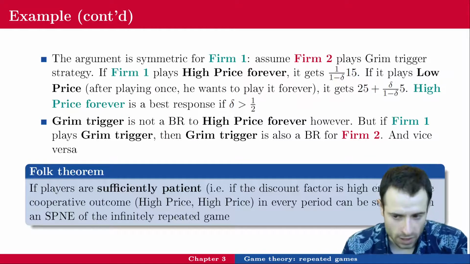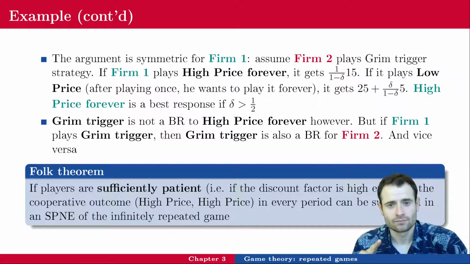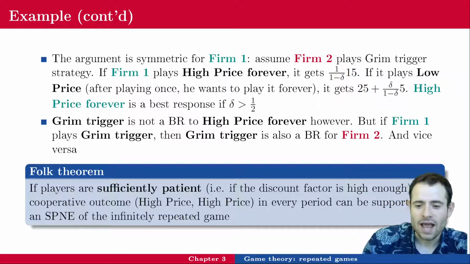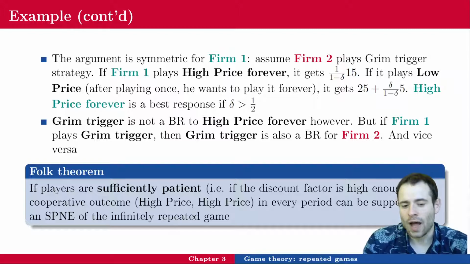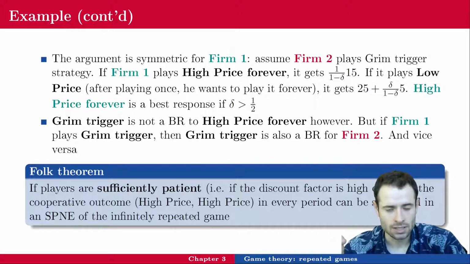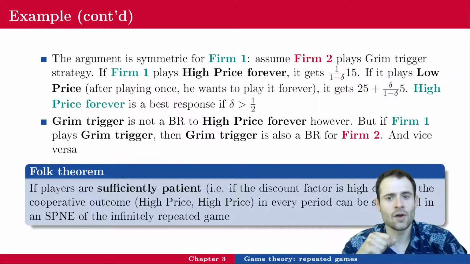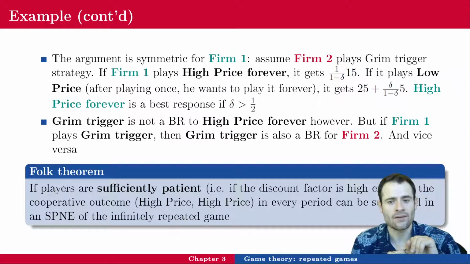Be careful about the wording here. What's going to happen is they will end up playing high price forever, but high price forever is not the strategy. The strategy is Grim Trigger. Grim Trigger says play high price as long as the other firm plays high price. So when I say can be supported, what I mean is this is what is going to happen, but high price is not the profile of strategies. This is what is going to be played in the SPNE, but the SPNE, if you have to write it down, is Grim Trigger, Grim Trigger. That's what the SPNE is, not high price forever, high price forever.